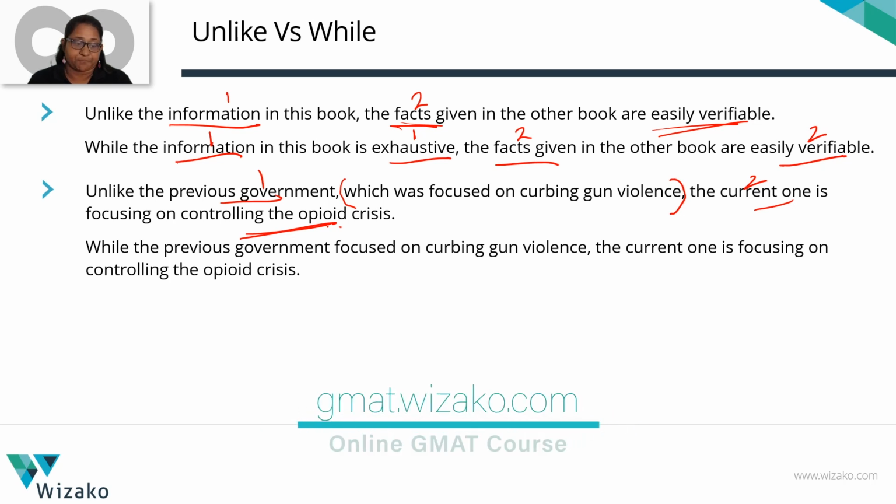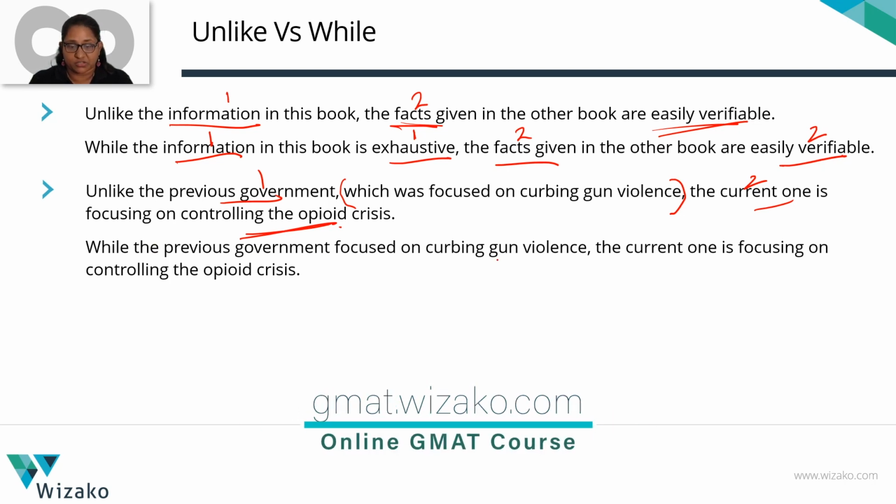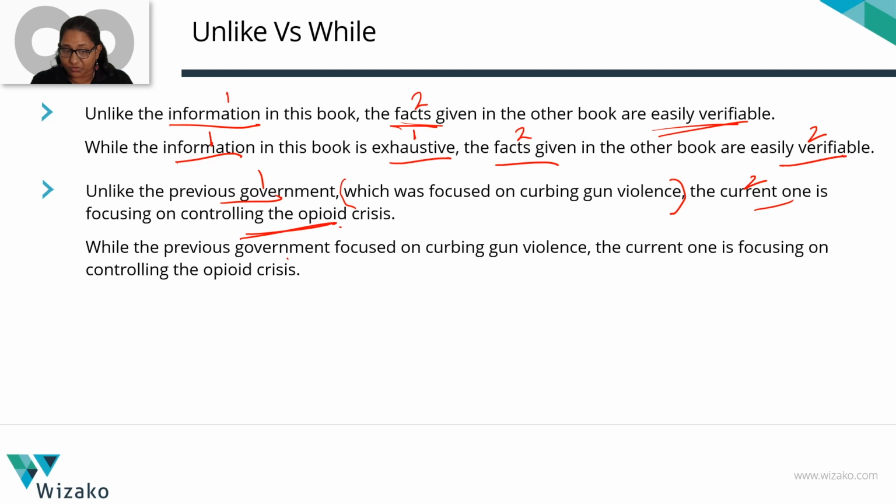Look at the second set. While the previous government focused on curbing gun violence, so here if you notice there is no punctuation separating this information. It's part of the base sentence itself. So the previous government, what did they do? They focused on curbing gun violence. That's the main information that we are trying to convey in the sentence. The current one is focusing on controlling the drug crisis is the other main information that we are conveying.